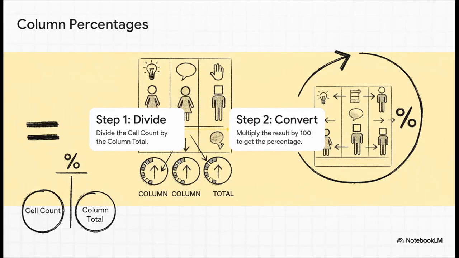All right, now we're going to flip our perspective completely. Let's talk about column percentages. This answers a totally different question. We're no longer looking within a gender. We're now asking, of all the people who prefer online, what percentage are men and what percentage are women? The formula is almost the same, but this time we divide by the column total.